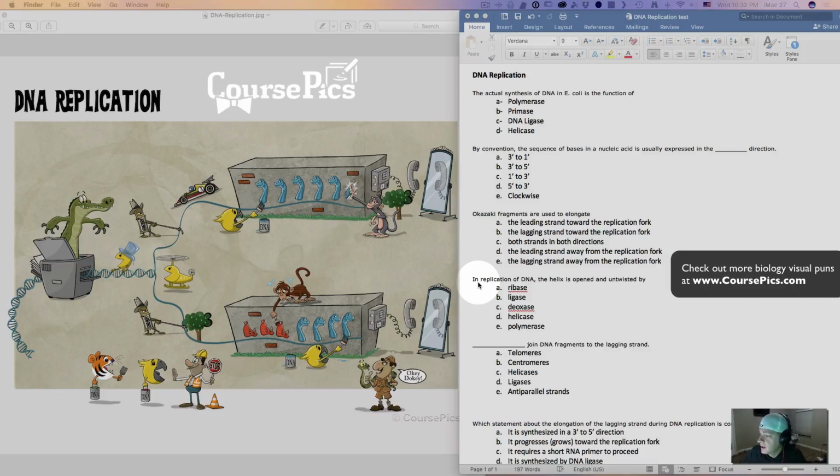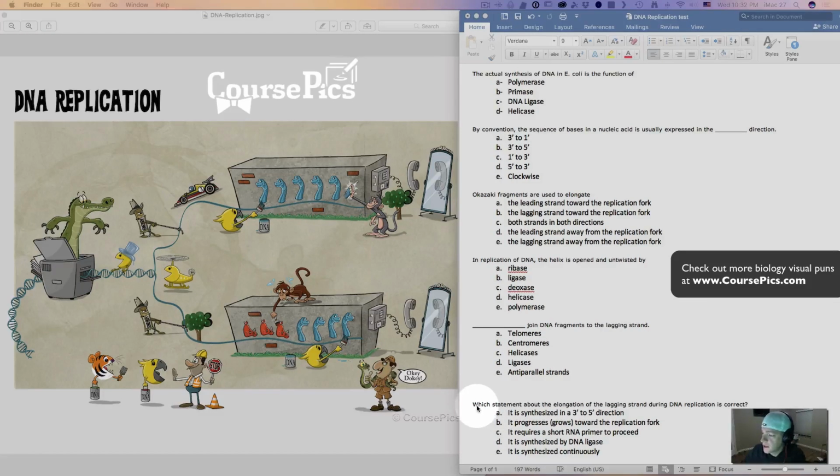Next question. In replication of DNA, the helix is open and untwisted by, and if you remember our little helicopter, he's the guy that is separating the two strands. And so we'll put B, helicase. Blank joins DNA fragments to the lagging strand. So go down to our lagging strand here, and the guy last in line is our liger. He's the one that joins the two strands after DNA polymerase does his job, so ligase. And that would be D.